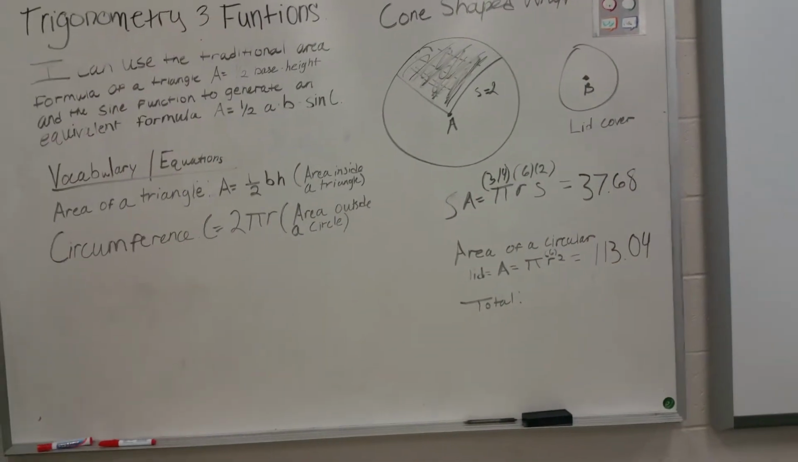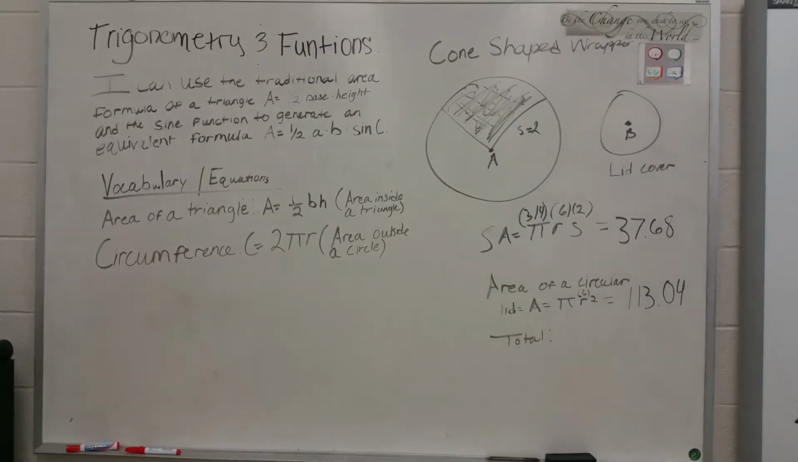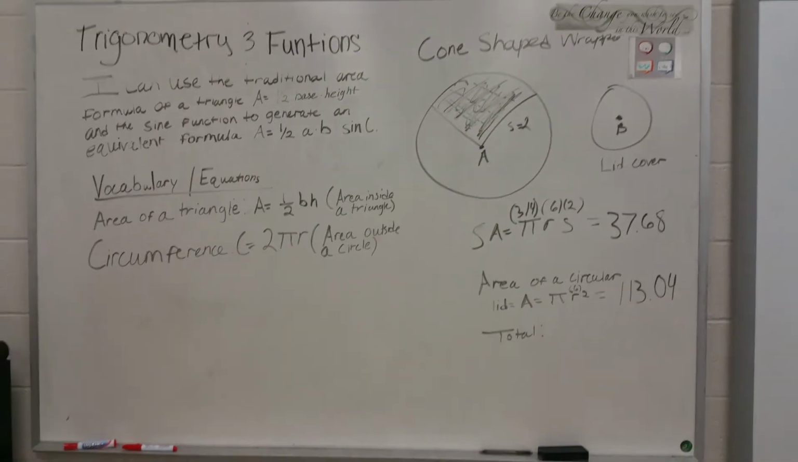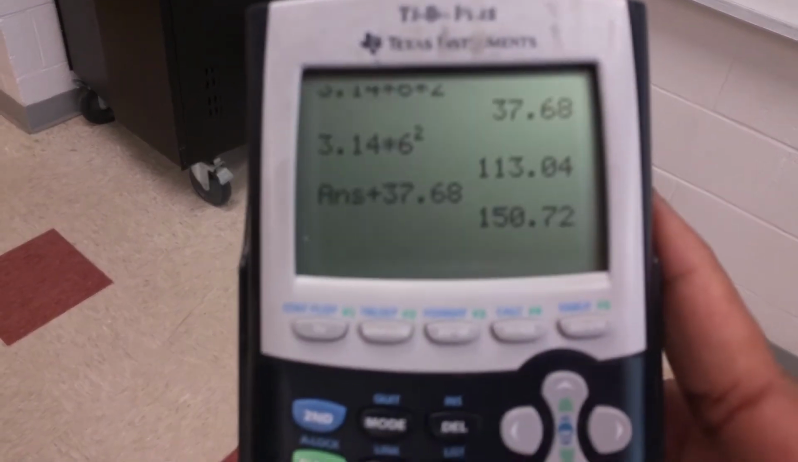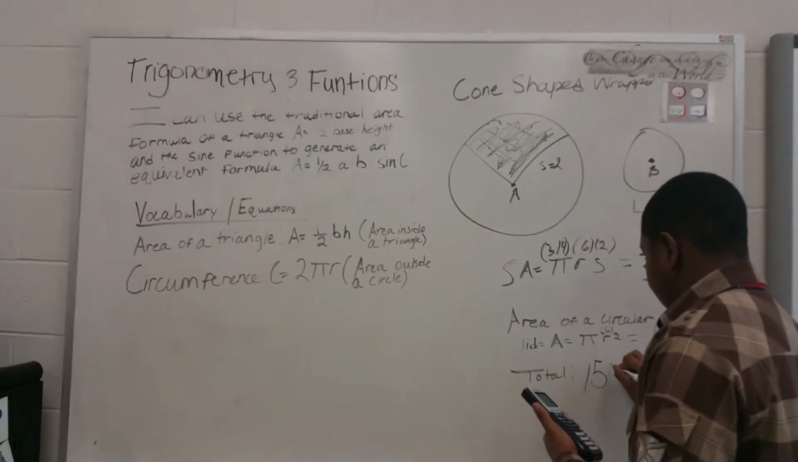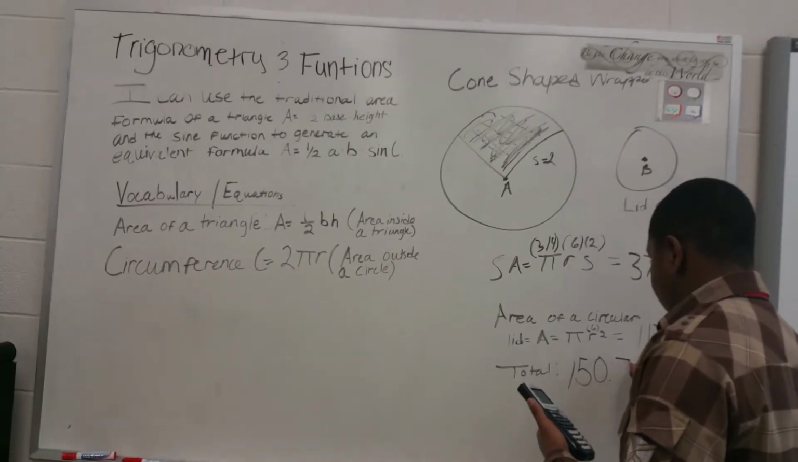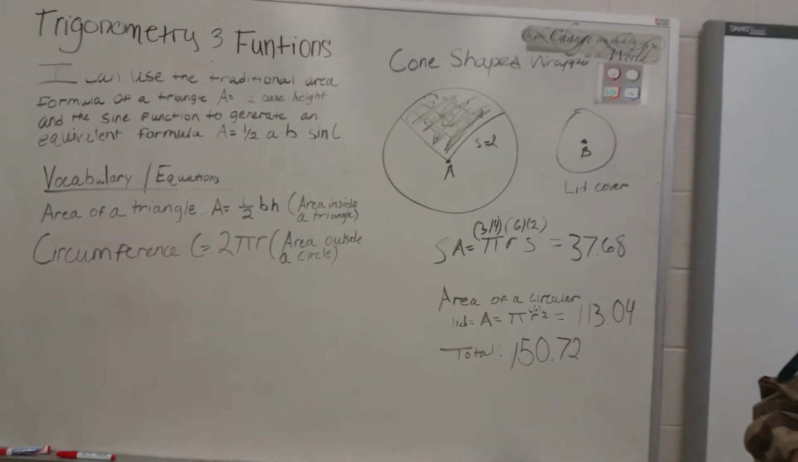In order to find the total area of this cone-shaped wrapper, we must add these values together. So 113.04 plus 37.68 is equal to 150.72. That is our total, and that is the answer for our problem.